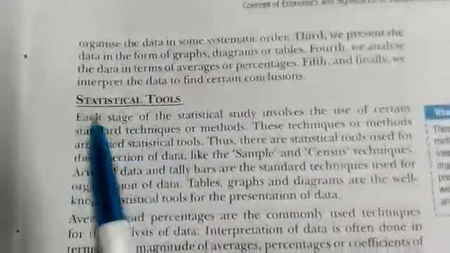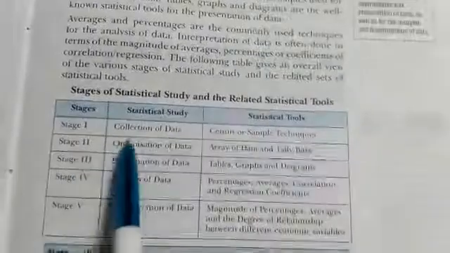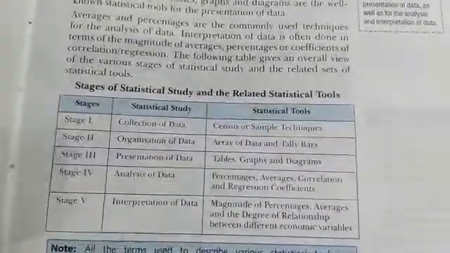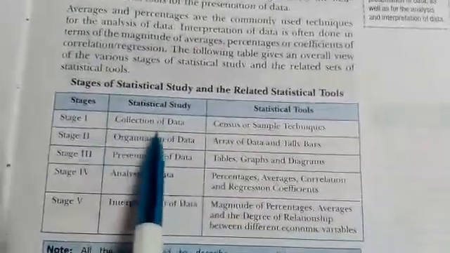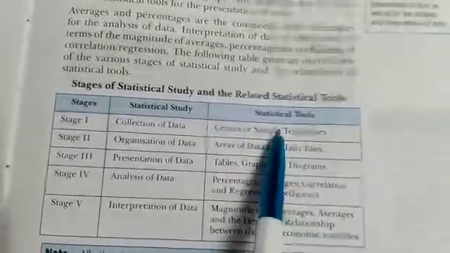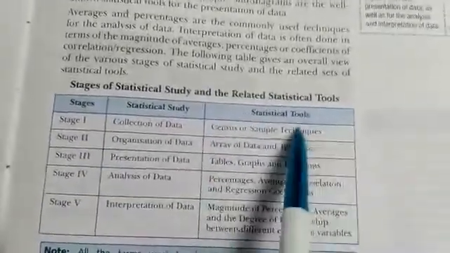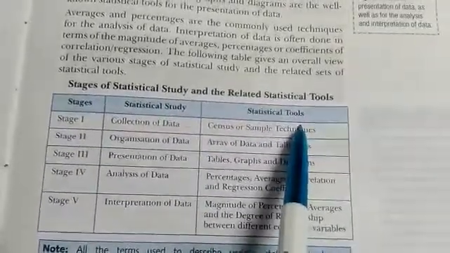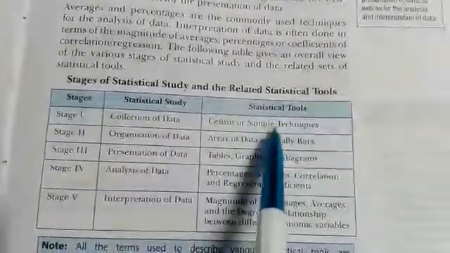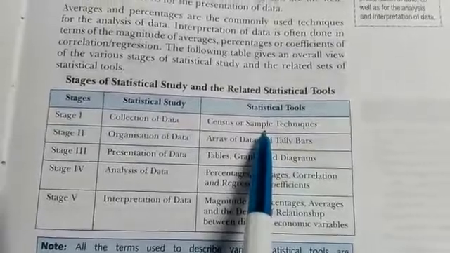After that, if we see the statistical tools, this also he has explained you in a tabular way, and let us see here only. Stage 1, what was that? Collection of data. Just now you got the info. So here, what are the tools? Means how do we collect it? Tools means what are the methods, what are the techniques? So either we collect it by census method, or census technique, or sampling technique.